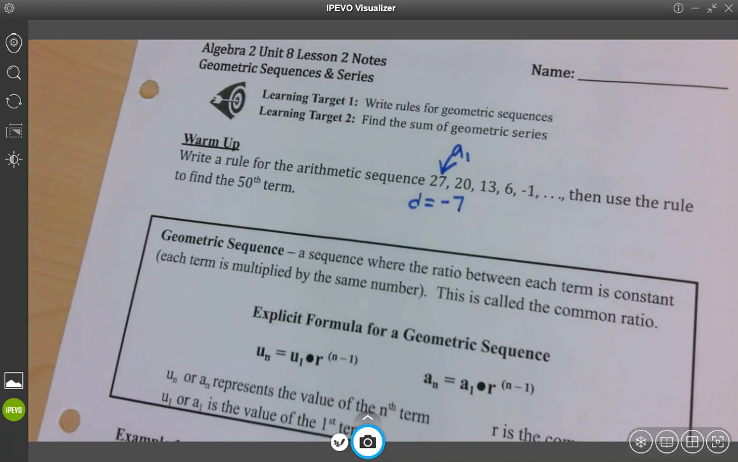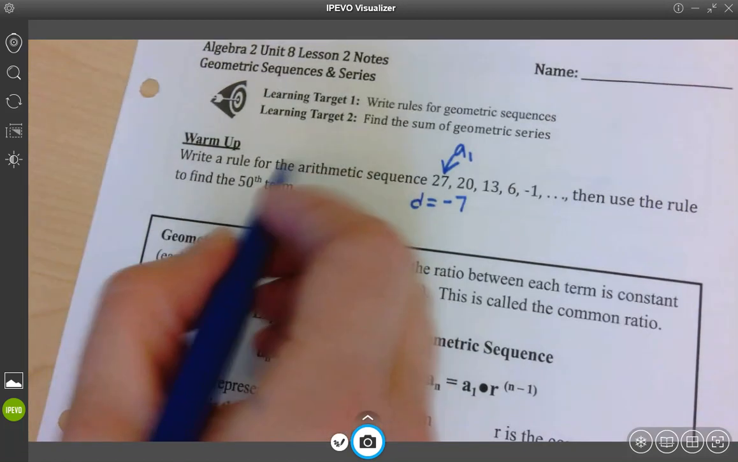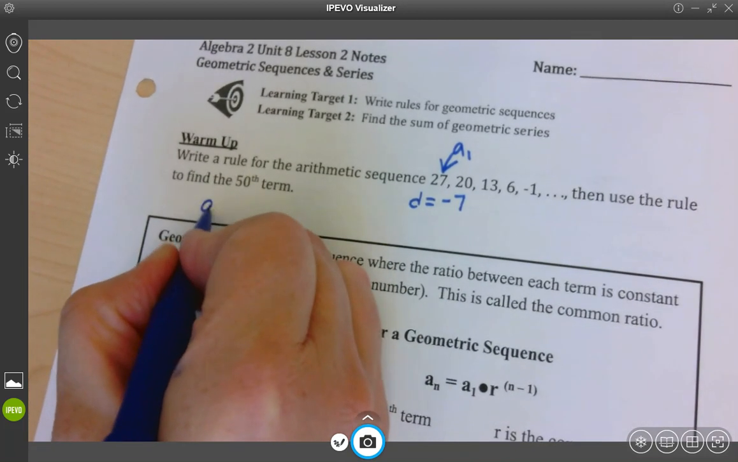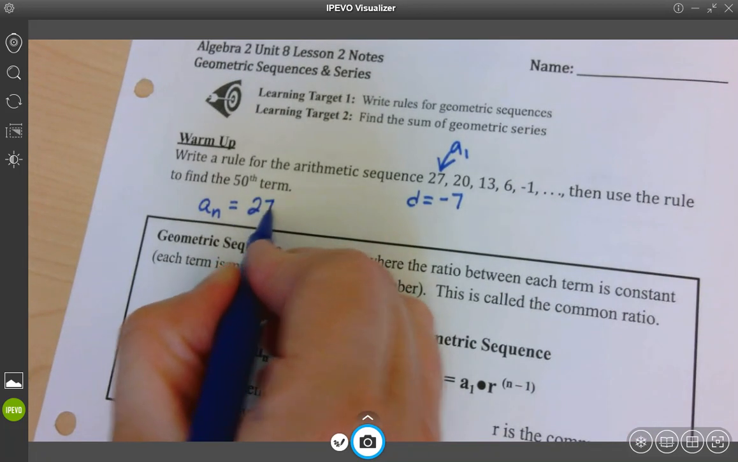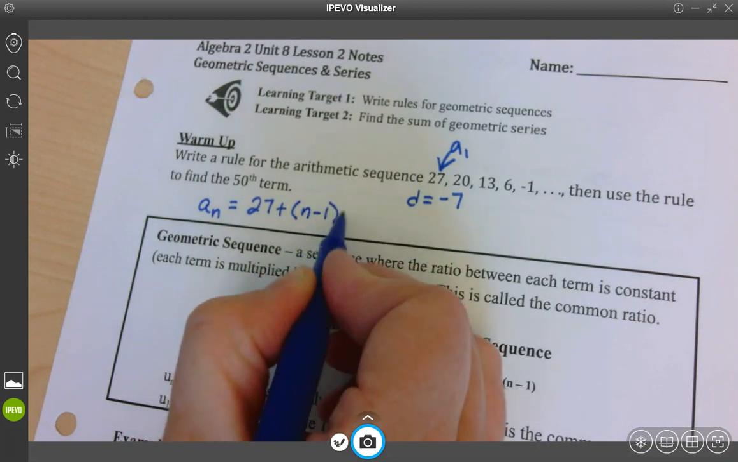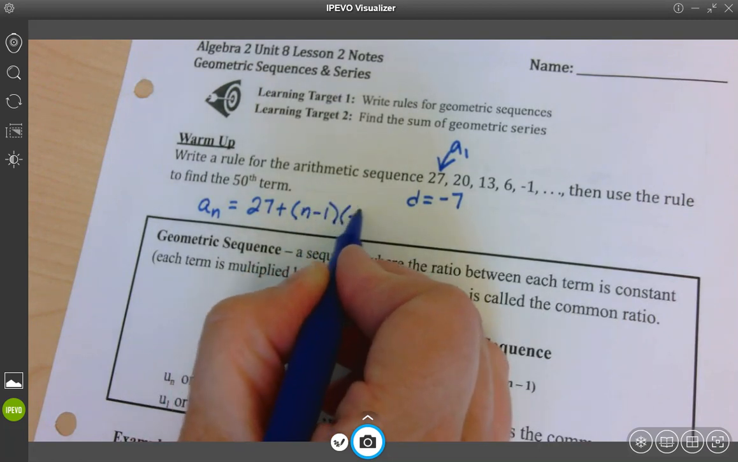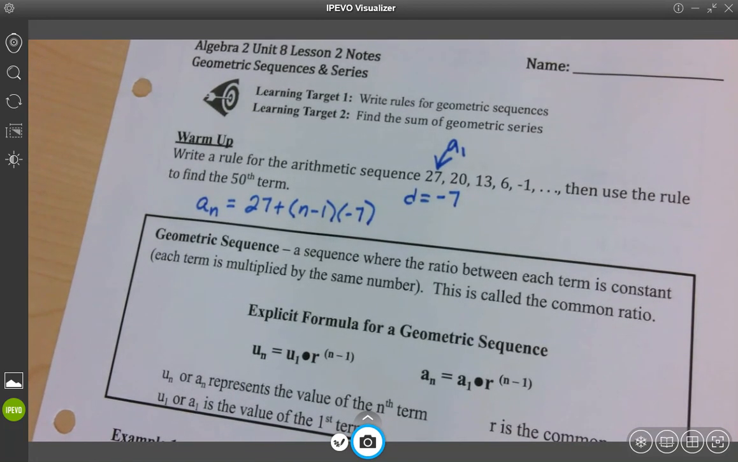All right, good morning. Raise your hand if you are ready to share the rule. Go ahead, Sky. Good. All right, did you guys get the same rule that Sky got?